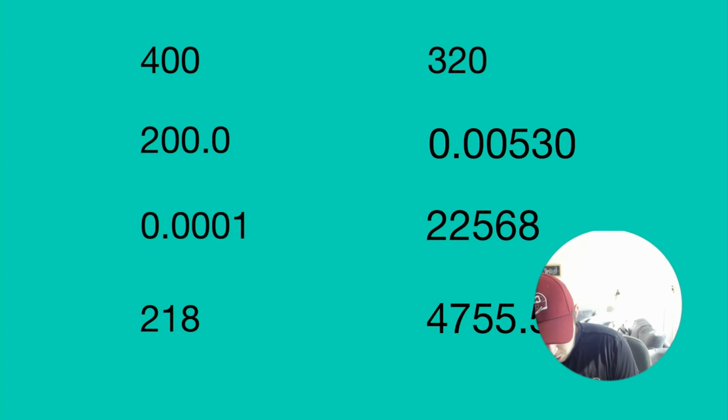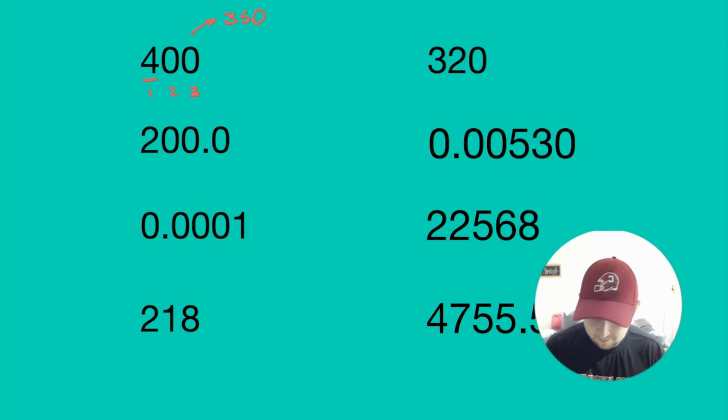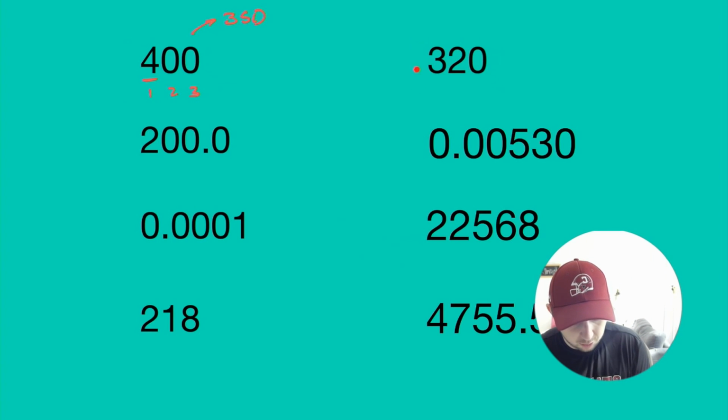All right, so here's our first one. There's 1, 2, 3. This guy here has 3 significant digits. All right, let's move on to this one here. Let's move on to 320. All right, ready? Go. All right, so if you counted, this one would have had 1, 2, 3 significant digits. Okay, let's go on to the next one here, 200.0. Ready, go.